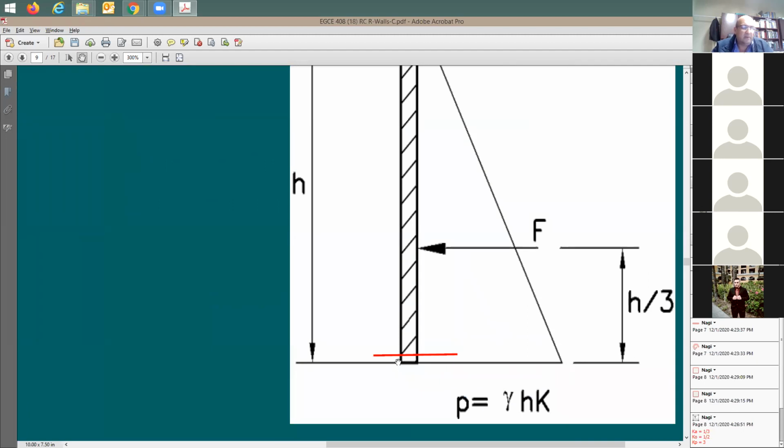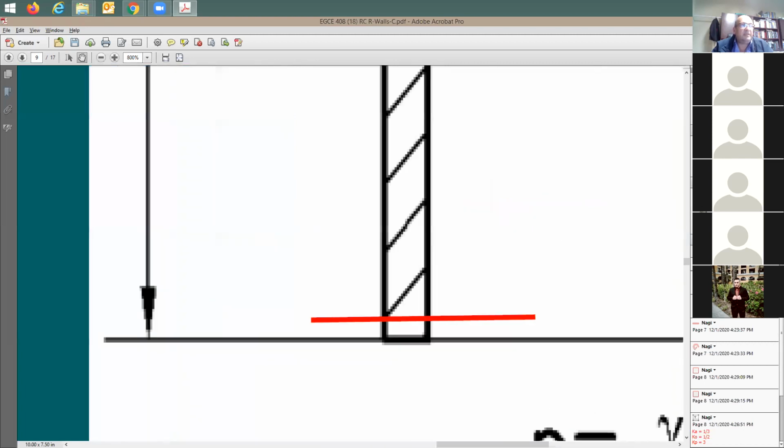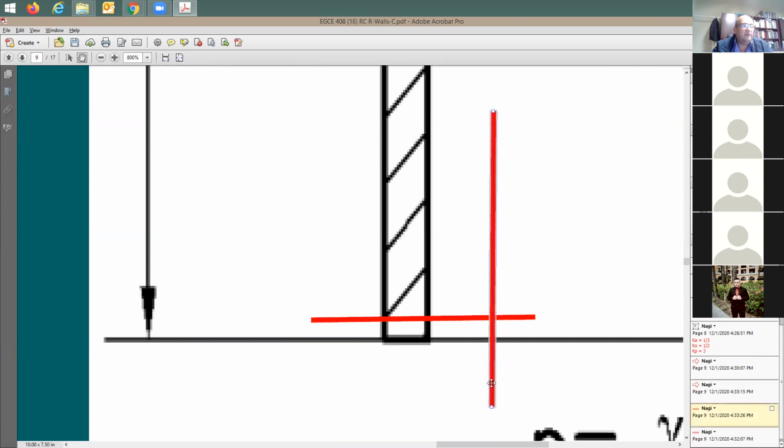Now, when I'm pushing the wall this way, where's going to be the tension side? On the right. On the right. And on the left, I'm going to have tension or compression? Compression. So where is the best location for a rebar? Vertical rebar, right? To take this force. Should I put it on this side or should I put it on that side?